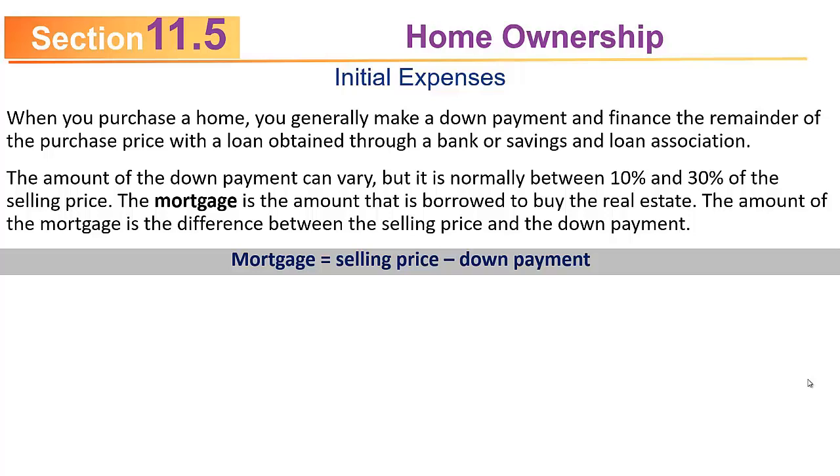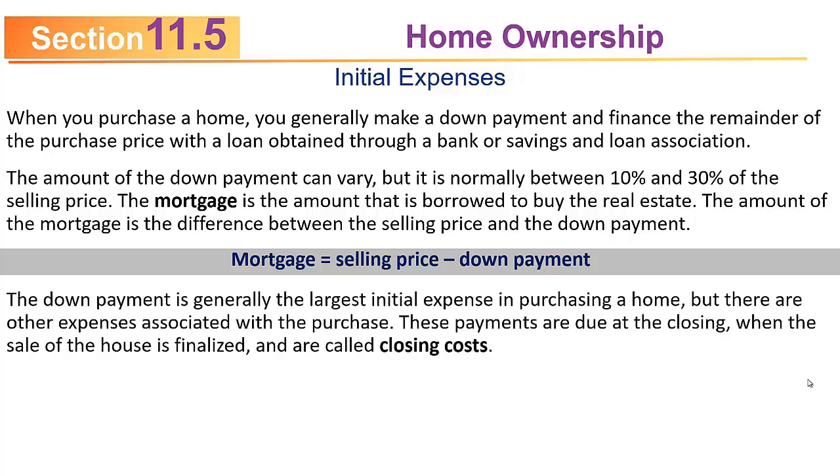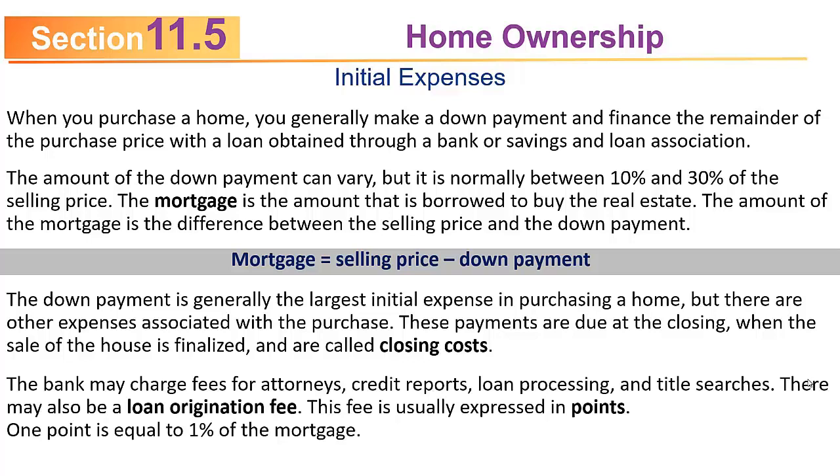So to calculate the mortgage, you take the selling price, remove any amount of down payment that you made, and what's left is the mortgage amount. The down payment is generally the largest initial expense in purchasing a home, but there are other expenses associated with the purchase. These payments are due at the closing when the house is finalized for sale, and they're called closing costs. The bank may charge fees for attorneys, credit reports, loan processing, and title searches.